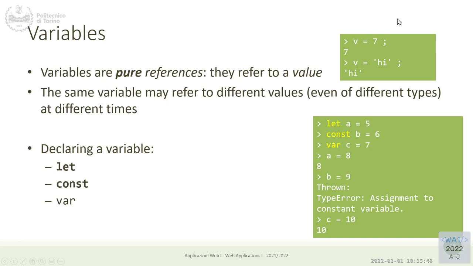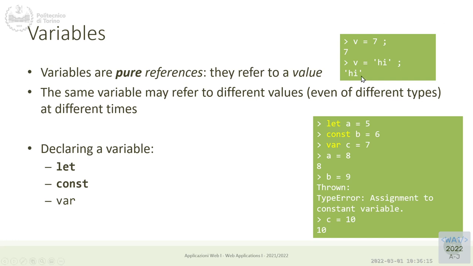So, we were talking about variable declarations. And we have, as you mentioned, three different ways of declaring a new variable in JavaScript: let, const, and var. No? Let's start from the easy ones, that are let and const.